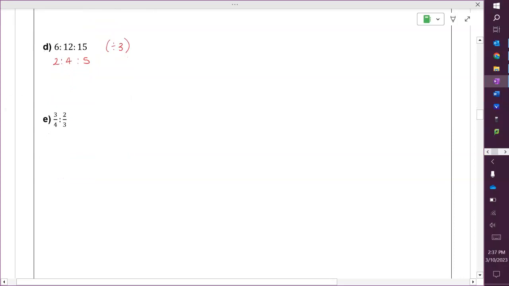The last one's a little bit trickier. We have a fraction. We have 3 over 4 to 2 over 3. Now what I need to do here is convert these into having the same denominator. My same denominator is going to be 12. So I'm going to have something over 12 to something over 12. Now what did I multiply 4 by to get to 12? That was 3, so I do the same to the top. And for the right hand side, 3 I multiply by 4, so then I get to 8. So what this tells me is that I end up with 9 to 8.